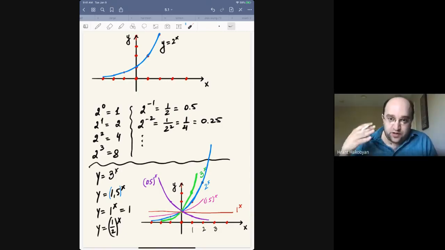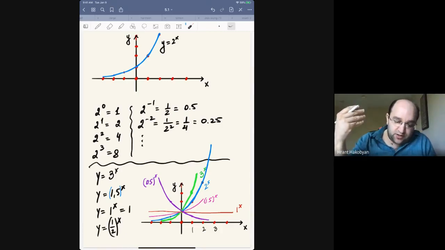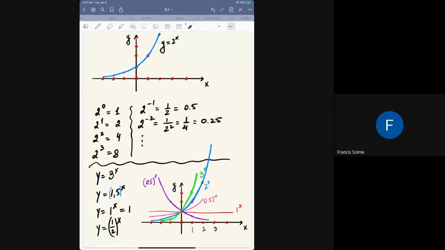So these are examples of exponential functions. Some of them are exponentially increasing, some of them are exponentially decaying.